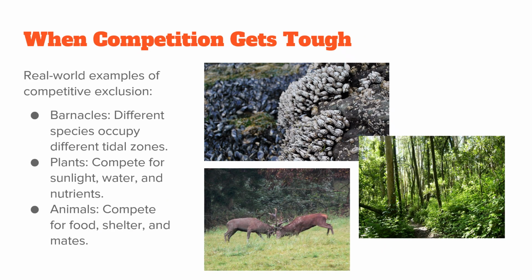In nature, species often avoid direct exclusion by partitioning resources. Barnacle species occupy different tidal heights. Plants capture light at different canopy levels or root depths. Animals forage at different times or on different foods. Partitioning reduces competition and allows coexistence.